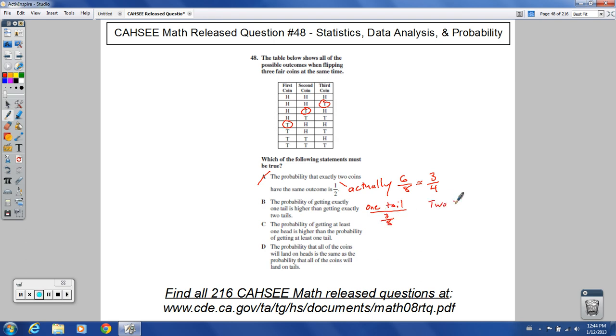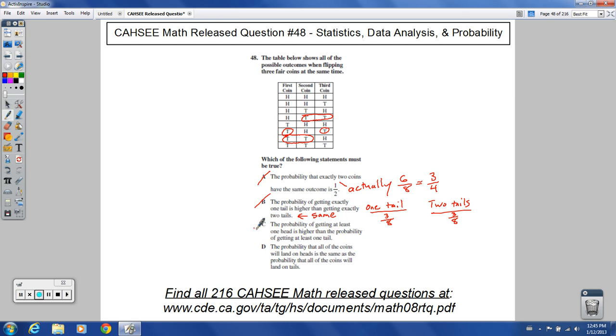And the probability of getting 2 tails, well, let's see what we got with that one. Here's 2 tails. That's this choice, heads, tails, tails. You've got 2 tails here, and you've got 2 tails here. And so this one is also 3 out of 8. That means they're the same. And so this one, not the correct choice.